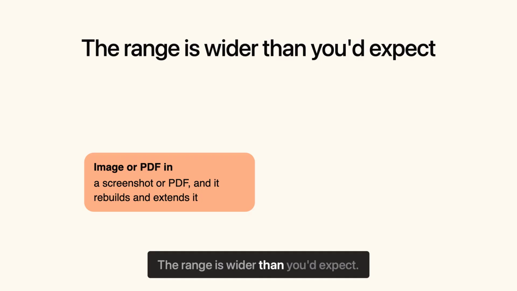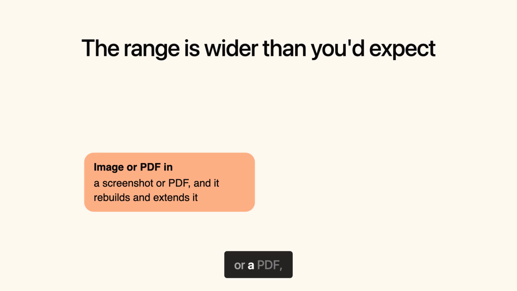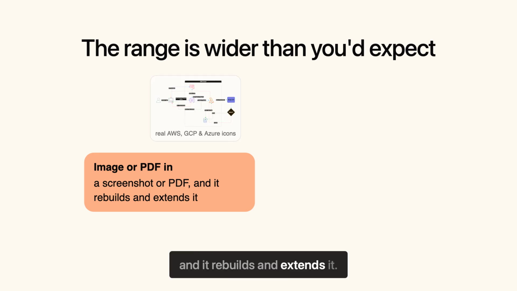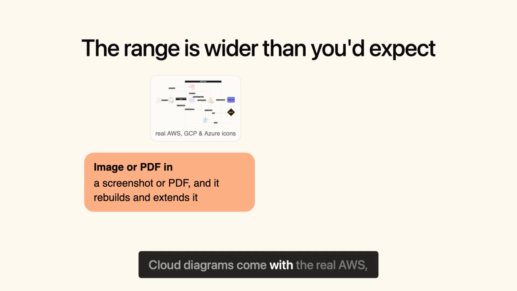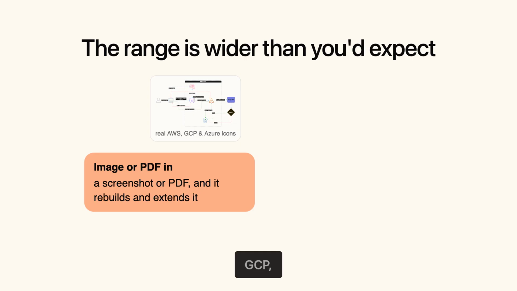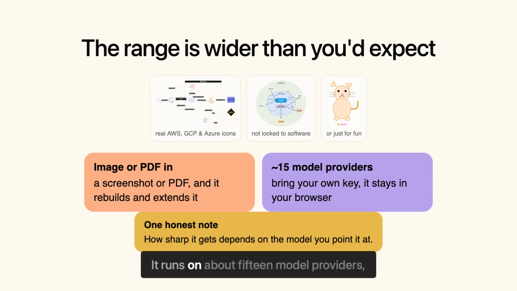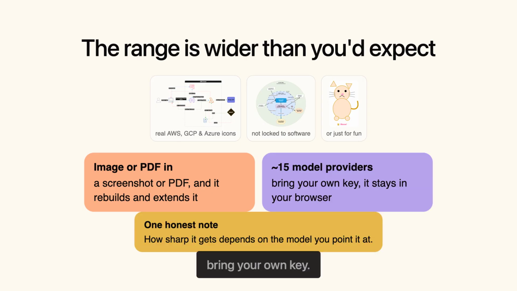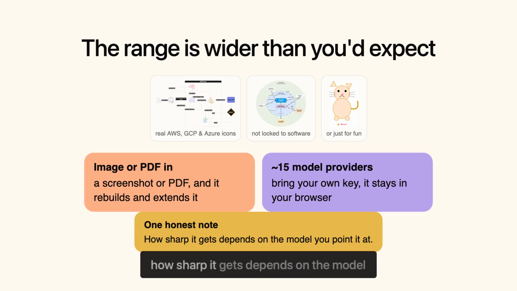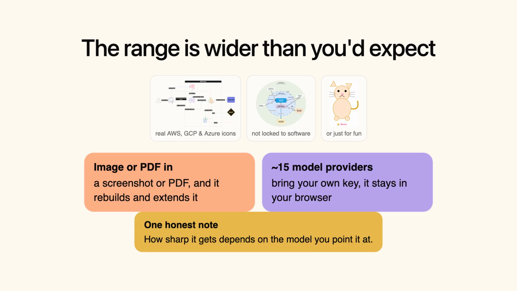The range is wider than you'd expect. Hand it a screenshot of an old diagram or a PDF, and it rebuilds and extends it. Cloud diagrams come with the real AWS, GCP, and Azure icons. And it isn't locked to software. Ask for a cute cat, you get a cute cat. It runs off about 15 model providers, bring your own key. One honest note, how sharp it gets depends on the model you pointed at.